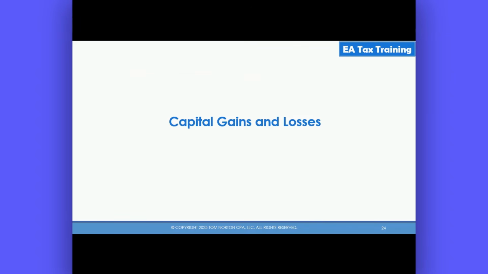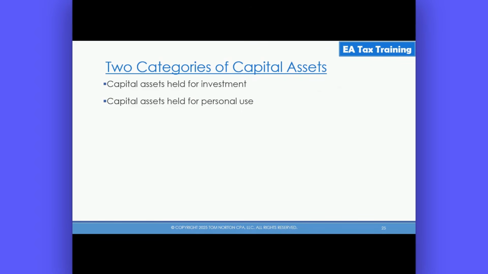So now let's talk about capital gains and losses. That is the title of this video. It's capital gains. So let's talk about what we mean. There are two categories of capital assets. There can be capital assets that are held for investment, and there can be capital assets that are held for personal use.